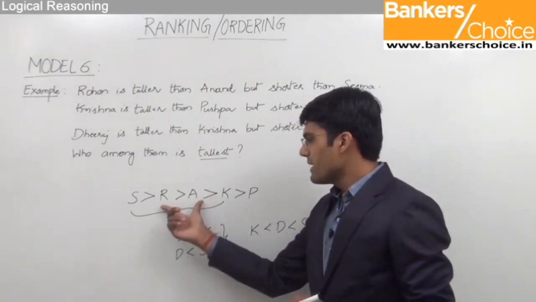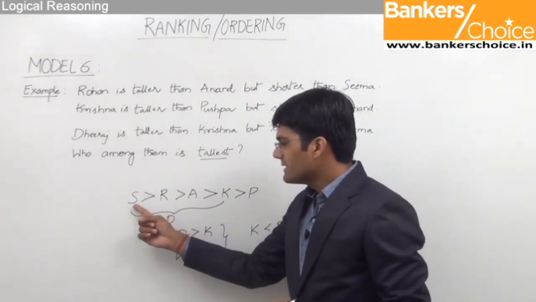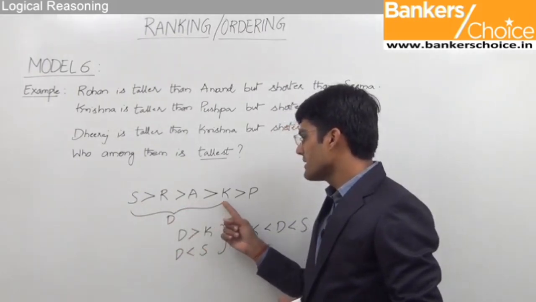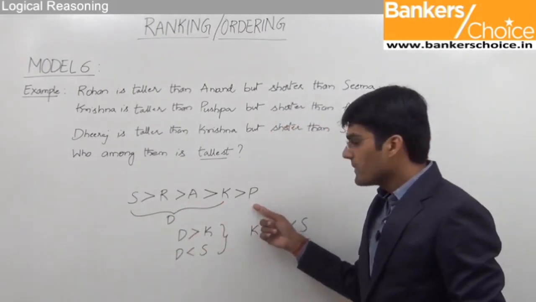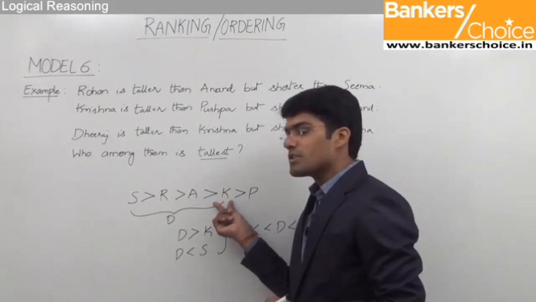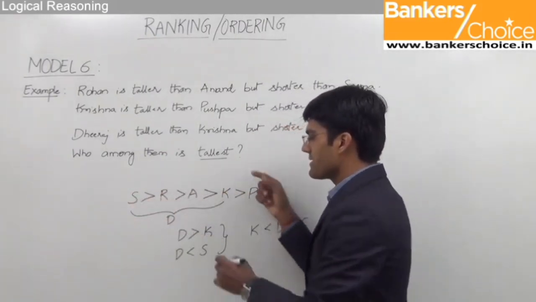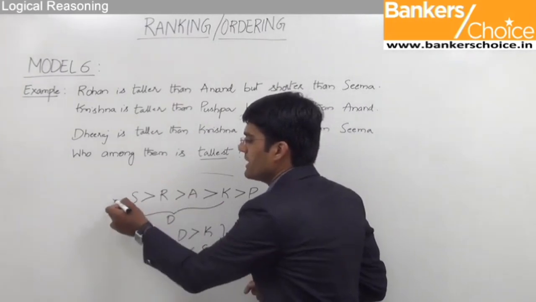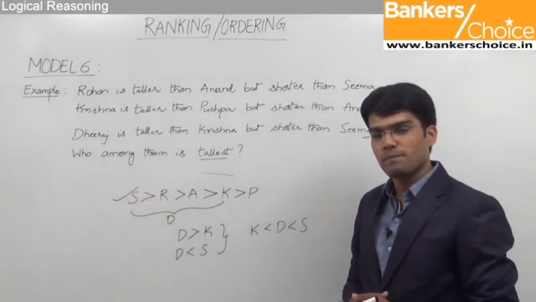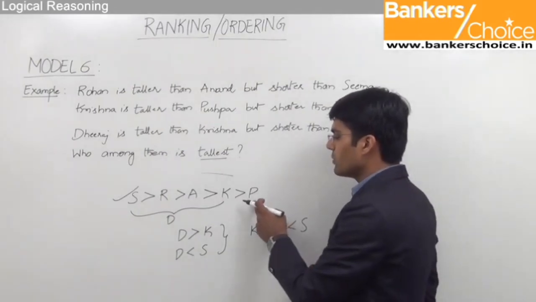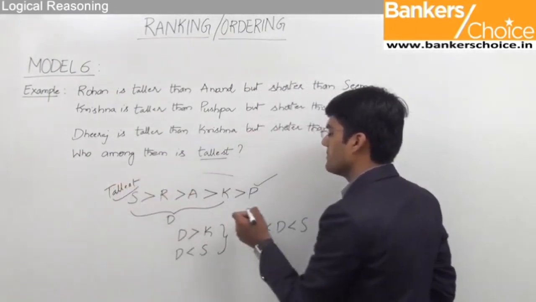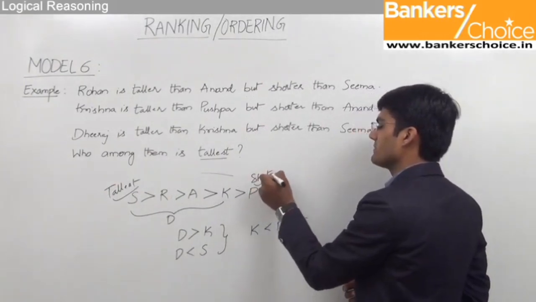So from this statement now we can understand that Seema is taller than Rohan, is taller than Anand, is taller than Krishna, is taller than Pushpa, and Dheeraj is a person who is in between Seema and Krishna. So very clearly the tallest person in this group is going to be Seema. So we can say that the tallest person is Seema, and the shortest person in the group is Pushpa. So Seema is the tallest person and Pushpa is the shortest person.